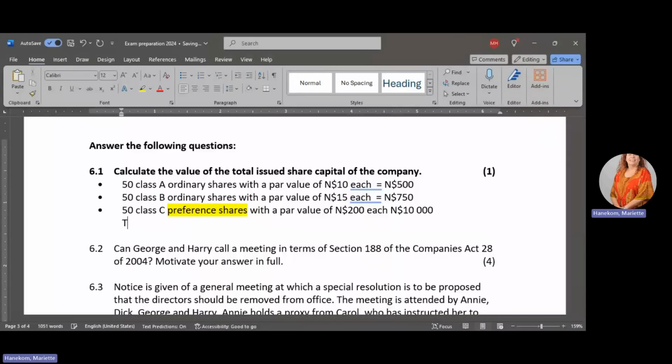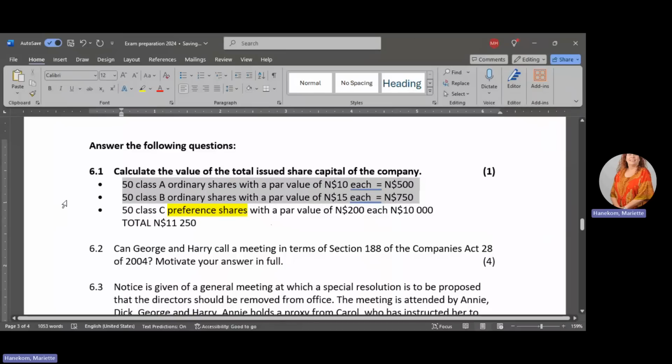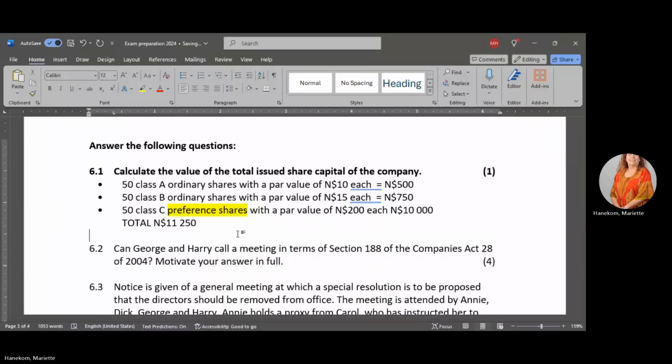And then your total, add them all together. So that's 10,000 plus 750 plus 500 gives us 11,250. That is your motivation. That is your motivation. I want to see that calculation, how you've calculated, as part of your answer.